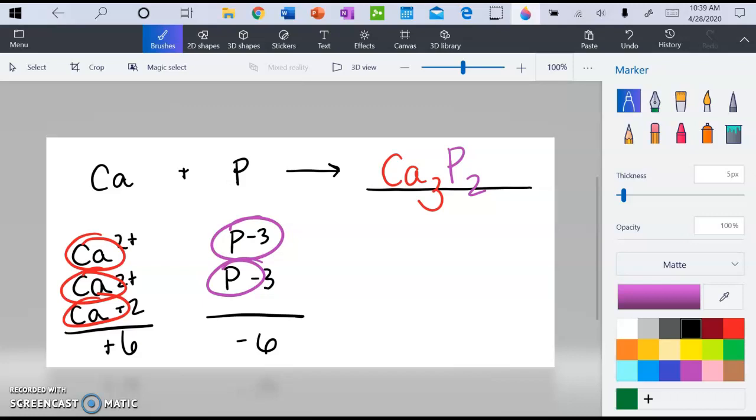Now all I have to do is balance. I have 2 phosphorus on the right, so I'm going to put a 2 here to even those out. Now those are balanced. I have 3 calcium, so I'm going to put a 3 out here, and now those are balanced.